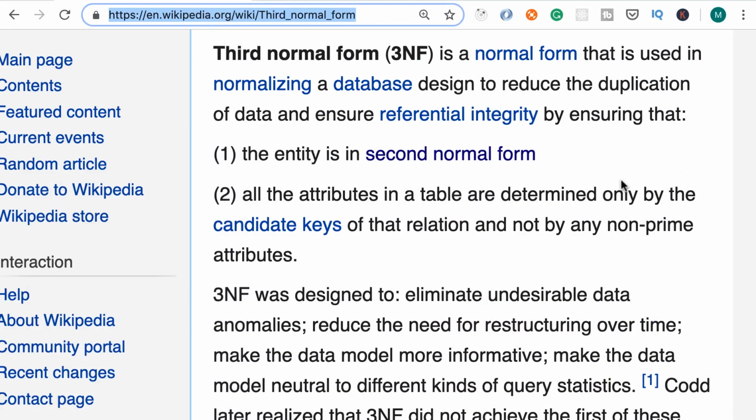All right, now let's talk about the third normal form. Here's the classic definition on Wikipedia. So our entity or table should be in the second normal form to start with, and all the attributes in the table are determined only by the candidate keys of that relation and not by any non-prime attributes. Jesus, that's a mouthful. Let me explain it using a simple example.